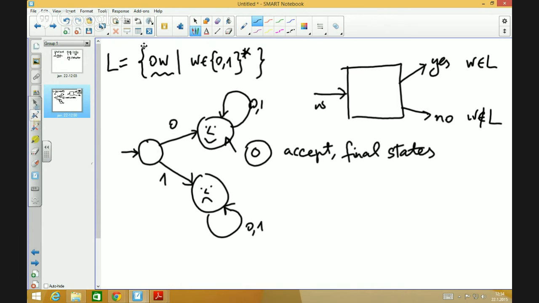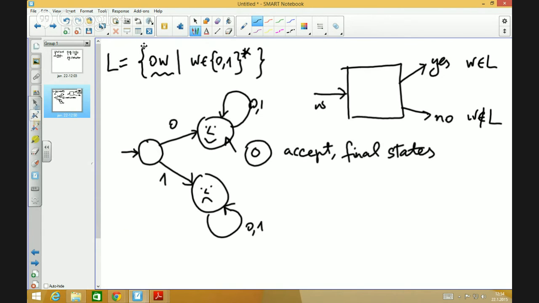If instead it gets fed with a string that starts with a 1, these are all the strings which are not in L. Oh, just a second. There is another one which is not in L, but that's the second. So if it gets fed with a string that starts with a 1, then it will not accept it. Why? Because it will land in the unhappy phase, which is not an accept or final state.